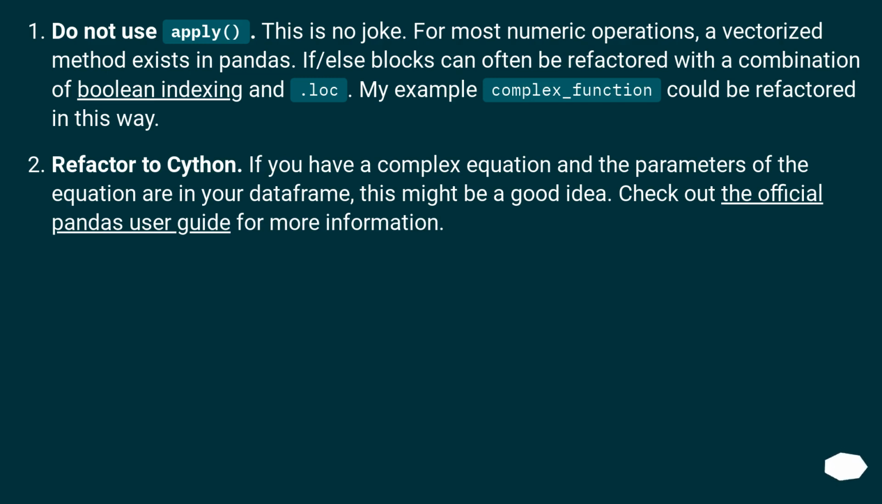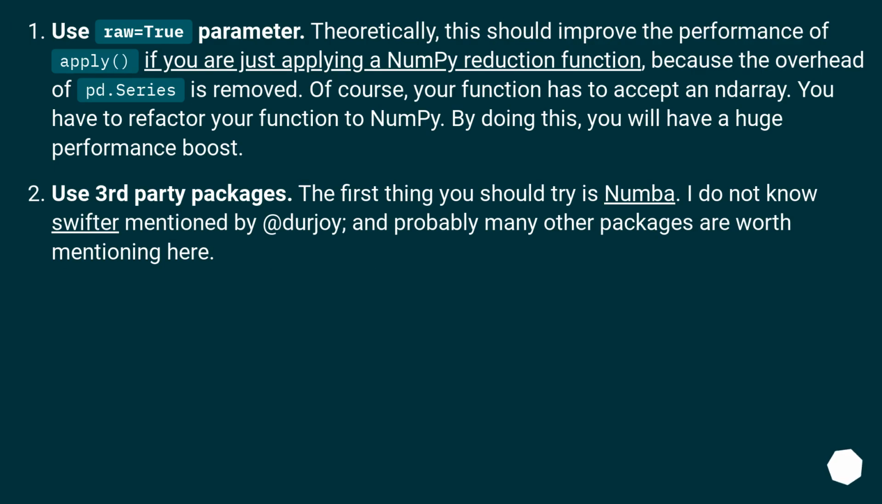Refactor to plain Python. If you have a complex equation and the parameters of the equation are in your data frame, this might be a good idea. Check out the official pandas user guide for more information. Use raw=True parameter. Theoretically, this should improve the performance of apply if you are just applying a numpy reduction function, because the overhead of pd.Series is removed. Of course, your function has to accept an array.